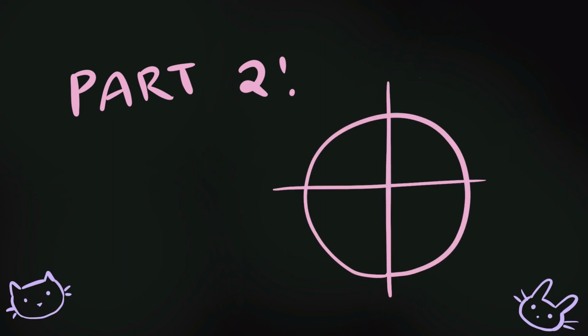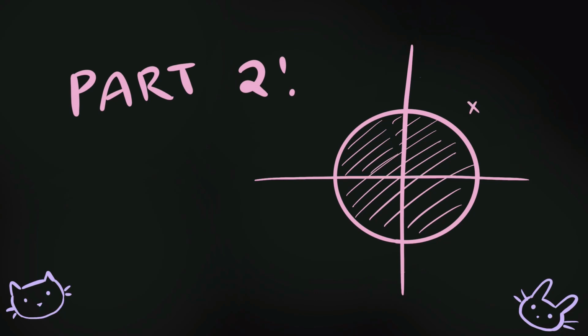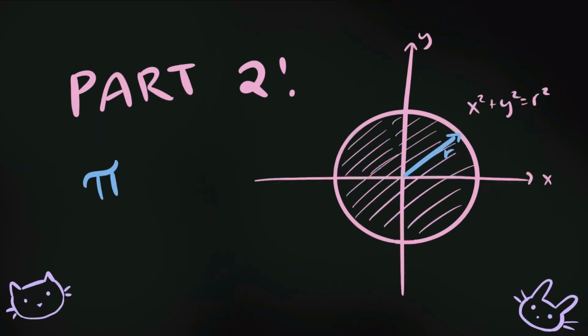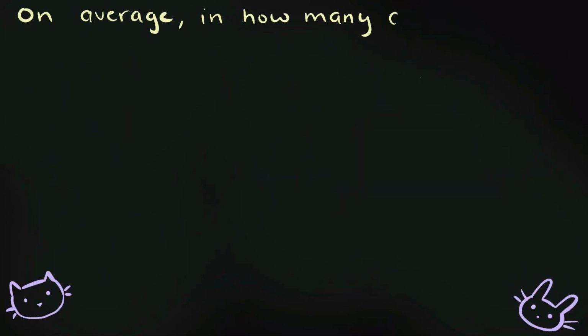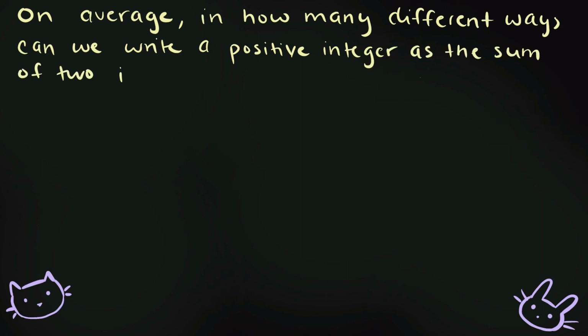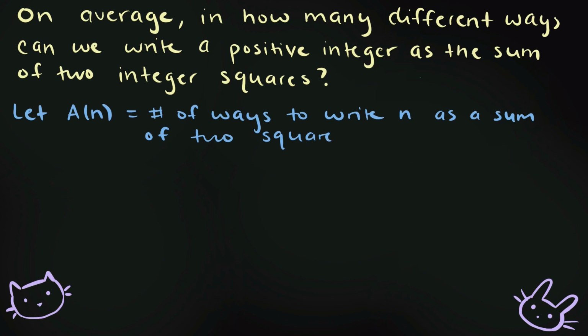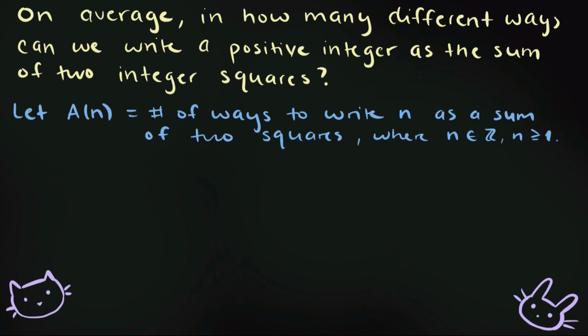Okay, so now we get to part 2 of this. We know when you can write a number as the sum of two squares, but how many ways can you do it? On average, how many ways can you do it? And we'll see why this is equal to pi. On average, in how many different ways can we write a positive integer as the sum of two integer squares? So let me write a function for that. I'll let a_n be the number of ways to write n as the sum of two squares, where n is a positive integer. So what do I mean by a_n?